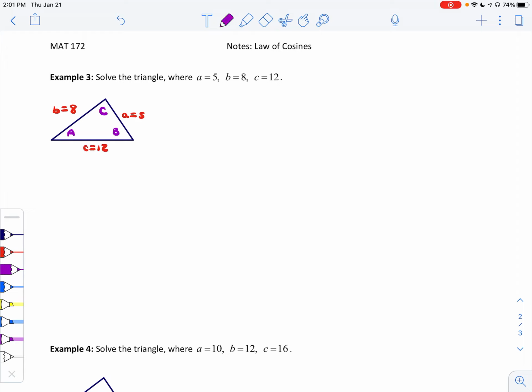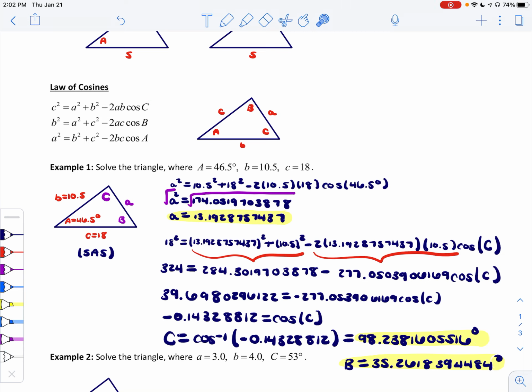It's just a matter of which angle we want to find first. If we want to find our angle C, use the top equation. Want to find your angle B, use the middle equation. It really doesn't matter, just pick one, plug it in, and go from there. I'll start with angle C because it's at the top here, so I'm going to plug all my information into that first law of cosines.